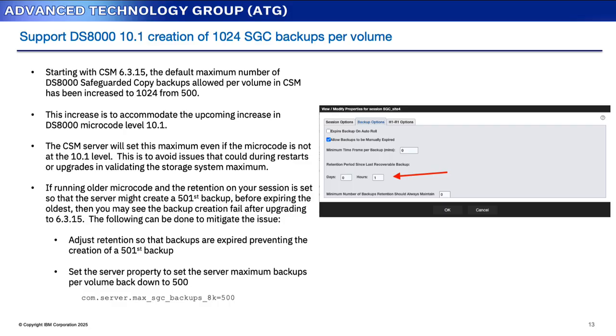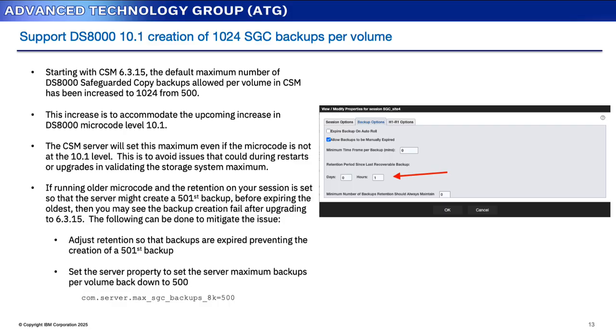I don't think too many customers go to the maximum 500, but for those that do, just be aware that once you upgrade to 6.3.15, if you see a backup fail, it might be because we are trying to create the 501st backup. And in the past, when we had the maximum at 500, when you tried to create the 501st backup, we would expire the oldest so that we could allow the new one.